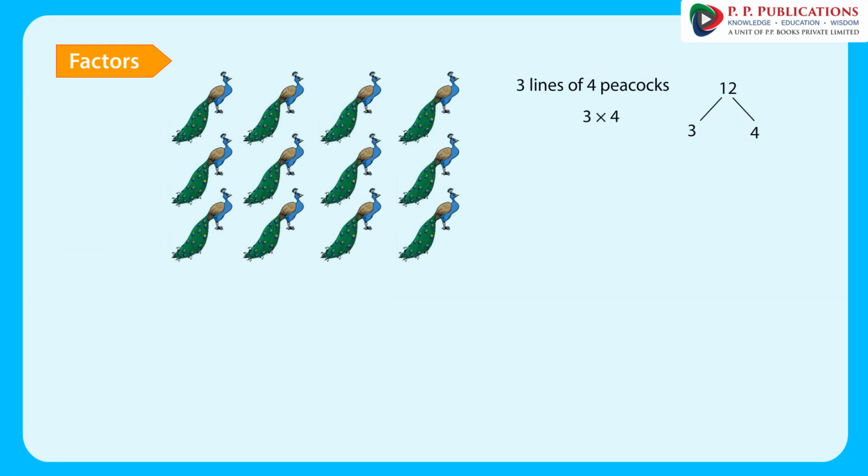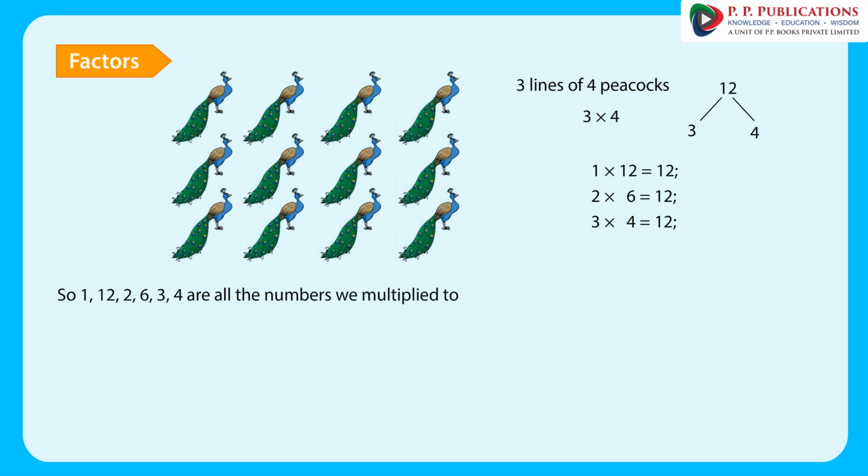3 lines of 4 peacocks: 3 multiplied by 4. 1 multiplied by 12 equals 12. 2 multiplied by 6 equals 12. 3 multiplied by 4 equals 12. So, 1, 12, 2, 6, 3, 4 are all the numbers we multiplied to get 12. We can say that 1, 2, 3, 4, 6, 12 are all the factors of 12.